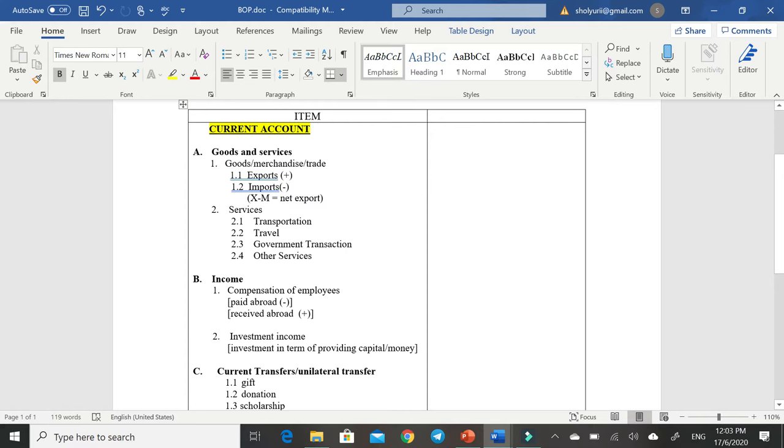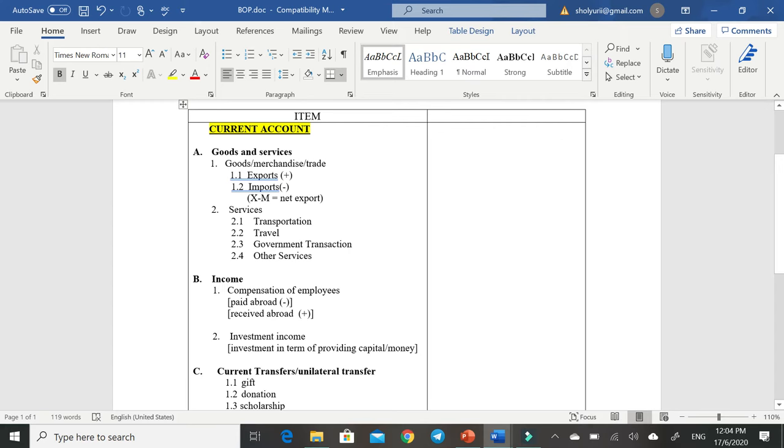Kadang-kadang dia sebut trade. So keywords dia you nak tengok, you tengok perkataan export dan import. Kalau ekspor duit masuk tambah, import duit keluar dia akan tolak. Tapi kalau dia dah bagi dalam bentuk net, dia dah tolak siap-siap ekspor dan import, you just ambil figure dia. Kalau positif tambah, kalau negatif tolak.